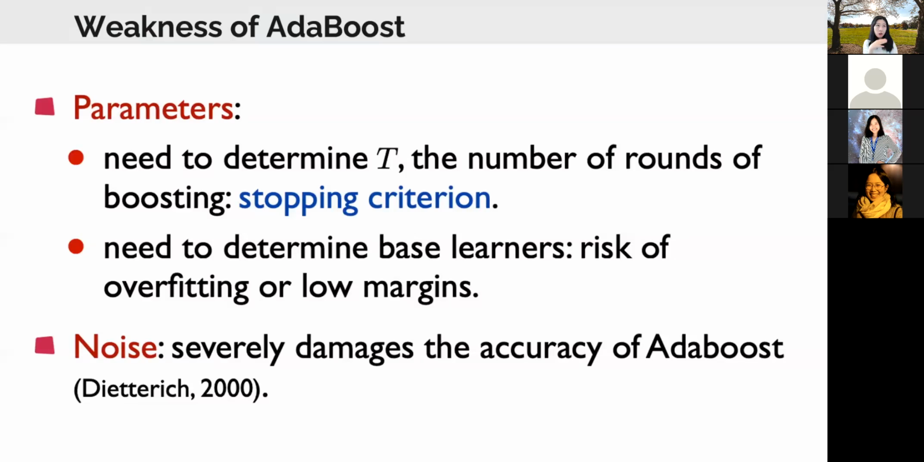Essentially, people have done a lot of improvement based on AdaBoost, like regularized versions, or deep boost or something like that. We don't have time to cover them, but those are basically improved versions of AdaBoost.